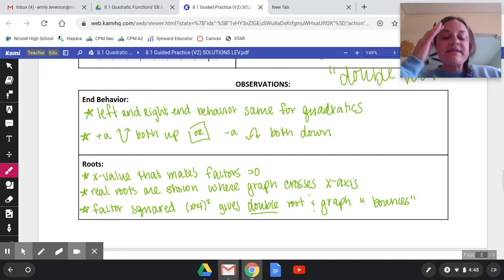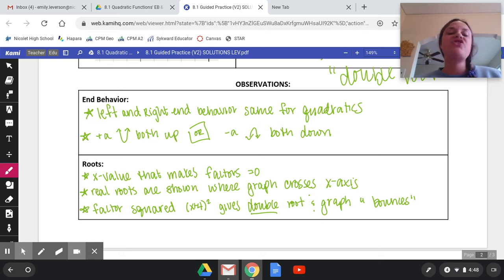Next, roots. A couple things to note about the roots. The roots are gotten by which x values make the factors equal to 0. Okay, so you take each factor, set it equal to 0. That's how you get them. Real roots, I call them real roots. We'll talk more about this later. This is what we're going to be focusing on for the first part, but real roots are shown where the graph crosses the x-axis, which is just your x-intercepts.